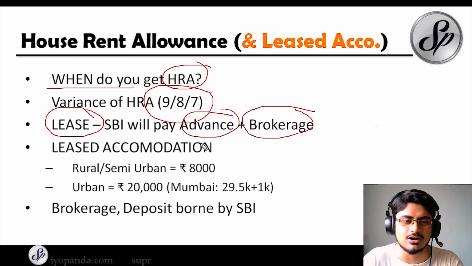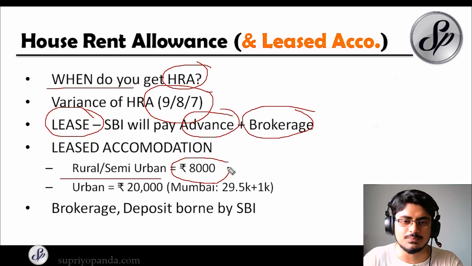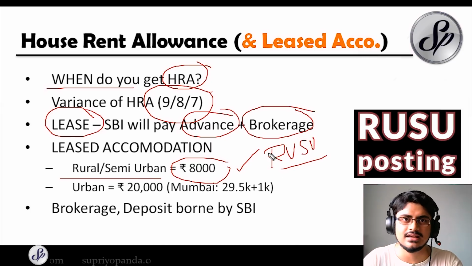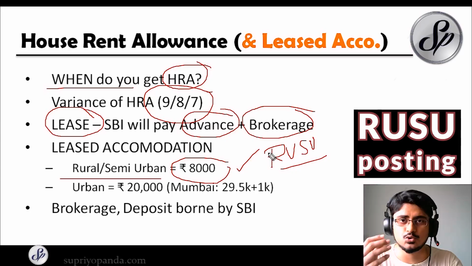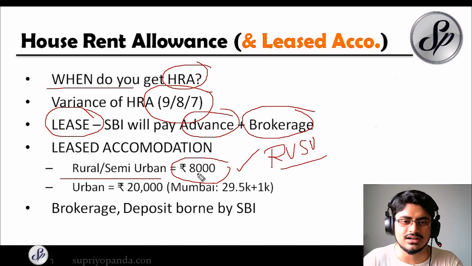And about the leased accommodation, what is the amount that you are going to get? In the rural or the semi-urban areas, you are going to get a minimum, this is a minimum, remember, of 8,000 rupees. So at least 8,000 you are going to get no matter where you are. These rural or semi-urban postings are called the RUSU postings, and it's important that 2 years of RUSU posting you have to complete. It is mandatory in the officer service period, and so it's best that you try and get your RUSU postings done as fast as possible so that you can rise further in the bank. And so that's all about the minimum amount.